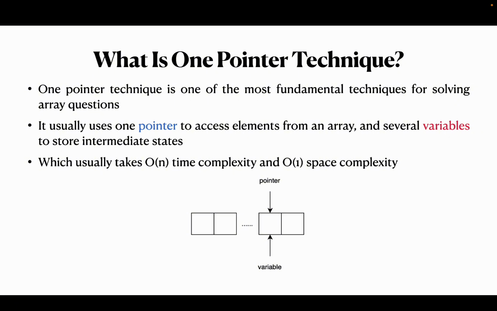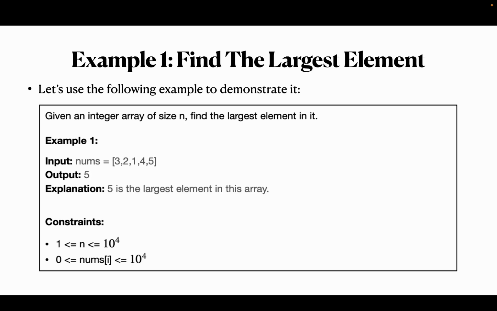The one-pointer technique usually uses one pointer to access elements from an array and several variables to store intermediate states. If we assume that we need to traverse a whole array, it usually takes O(n) time complexity and O(1) space complexity. Let's use the following example to demonstrate it. This example is pretty simple and straightforward.